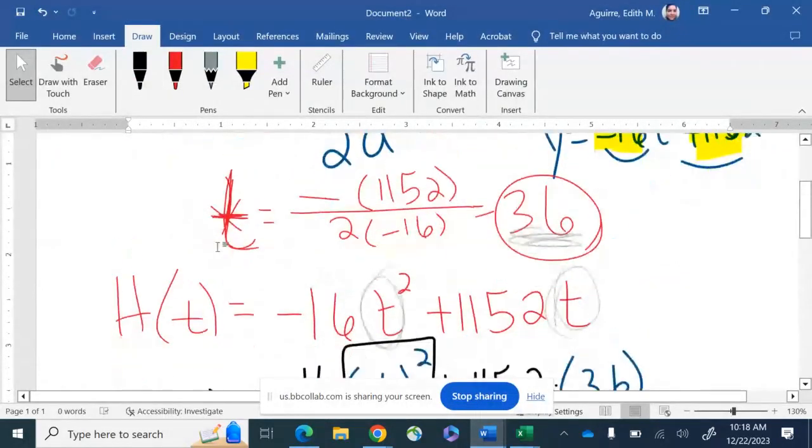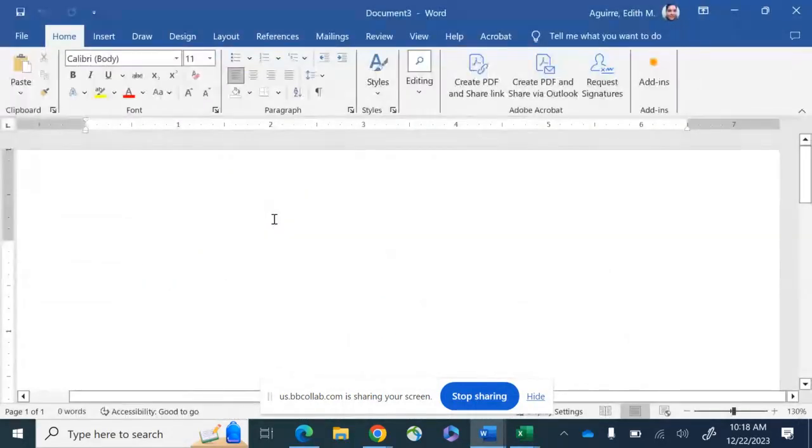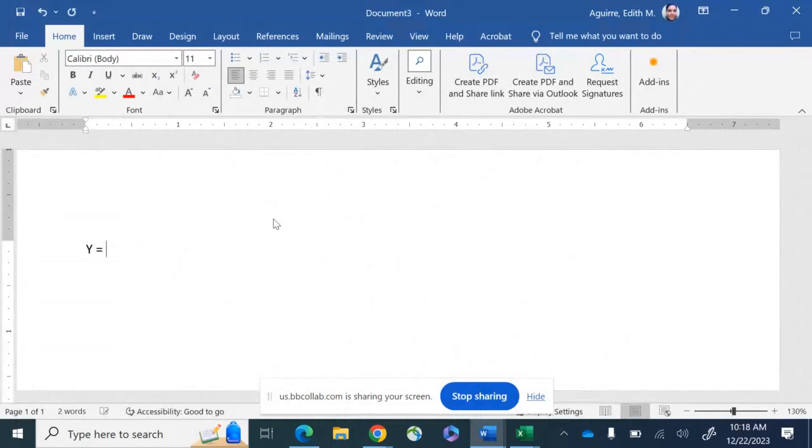Let me start with a new file here so you have something to see. The equation is y equals 2 parentheses x minus 2 squared minus 18. To find the x-intercept, we have to set y equal to 0, and to find the y-intercept, we have to set x equal to 0. Let's find the x-intercept first. I'm going to set the y value equal to 0.